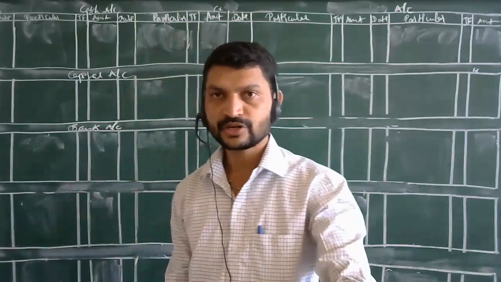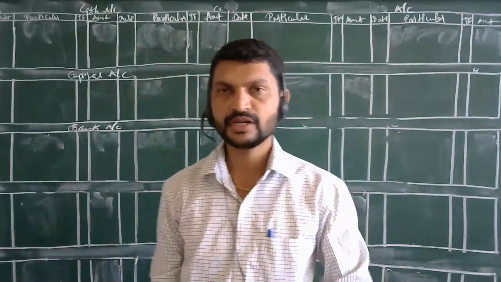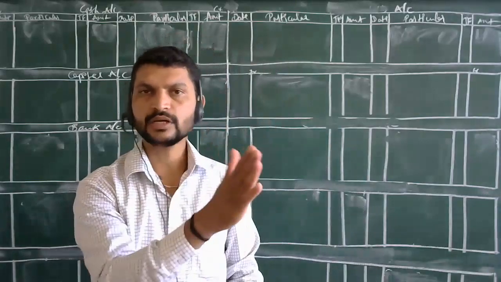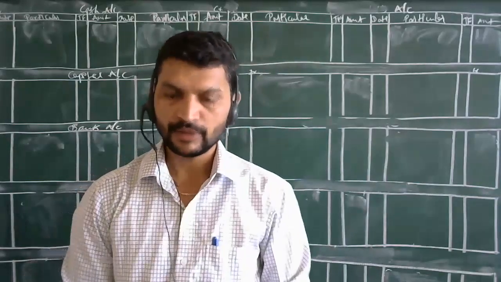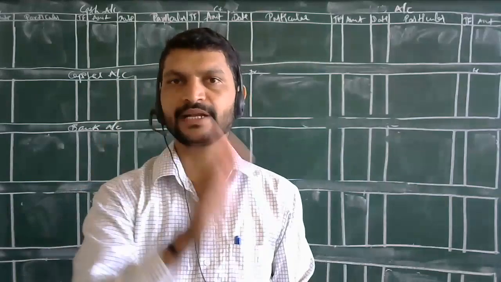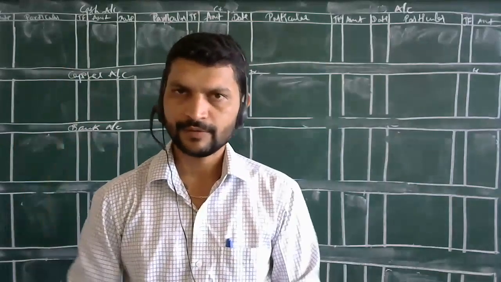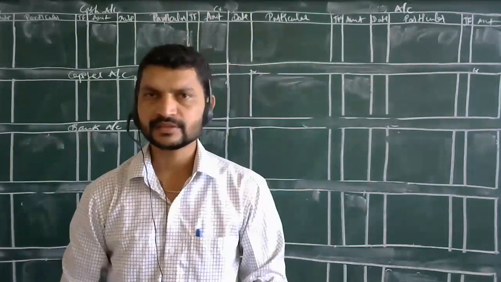Yes, sir. You will write the journal entries. I will dictate. Journal entries you know how to write. First the date column, next the particulars, then ledger folio, then debit amount and credit amount. Everyone knows that? Start writing the things.